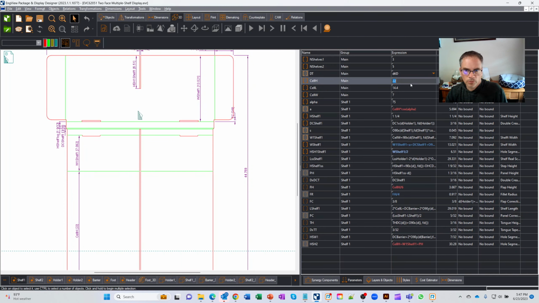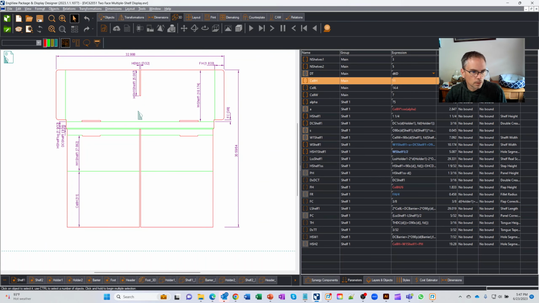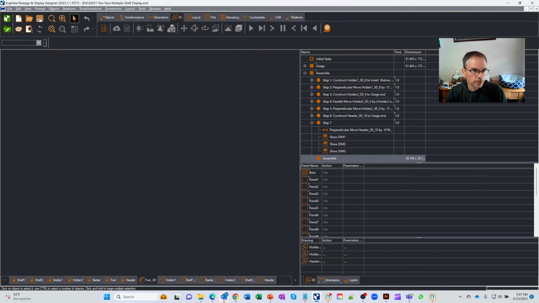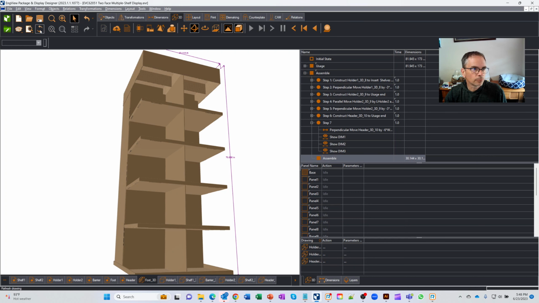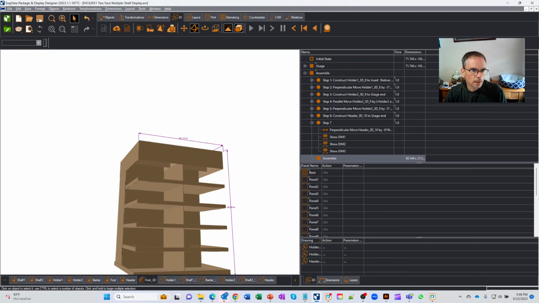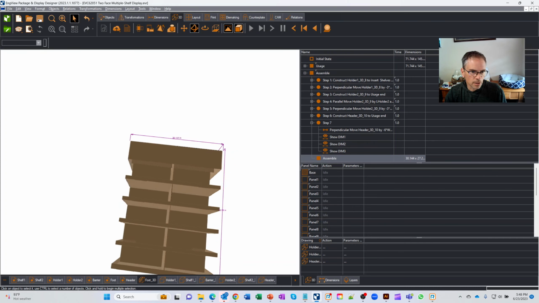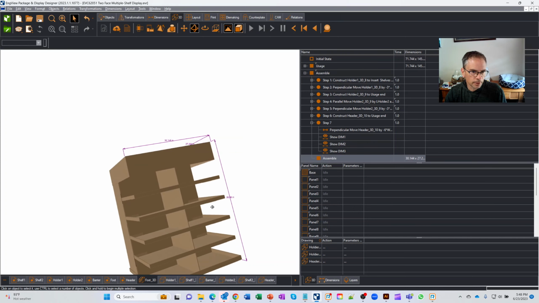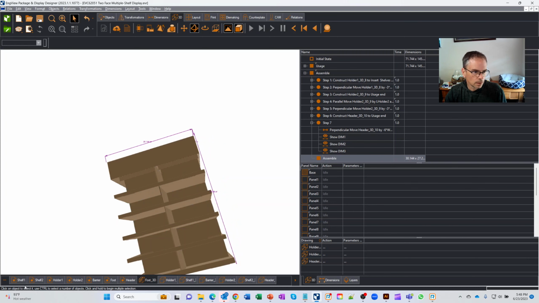So if we take 22 and let's make it 11, we'll cut it in half. All right. So now we go back and we look at our 3D. Let's refresh. And the whole thing gets a lot shorter. So that's the distance, I think, between these shelves is that number, okay? Or I believe it is.